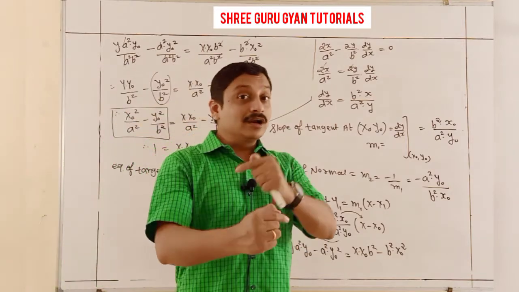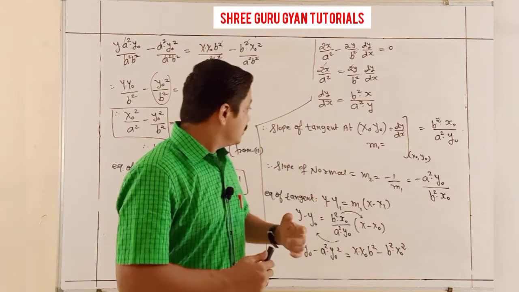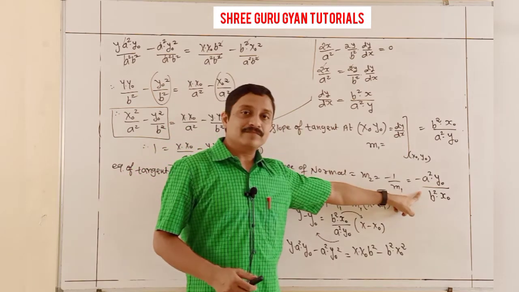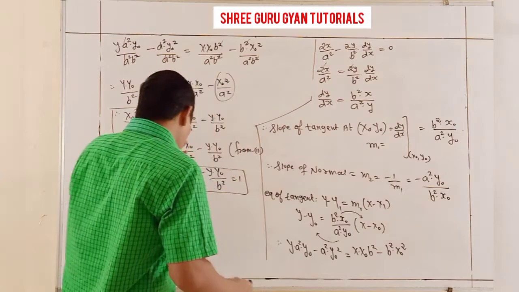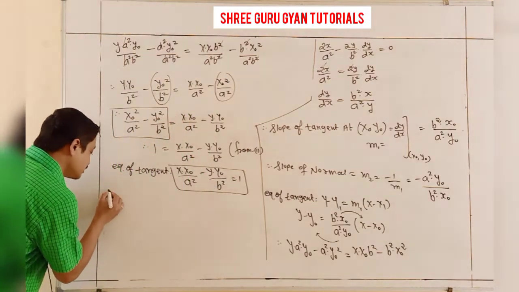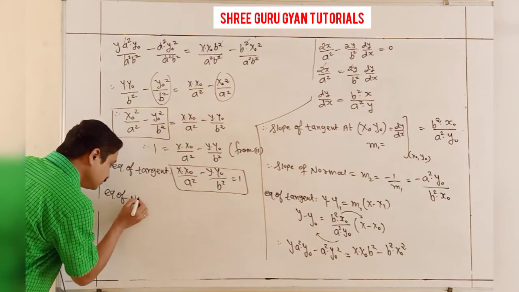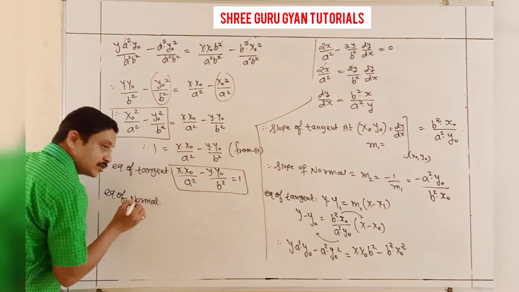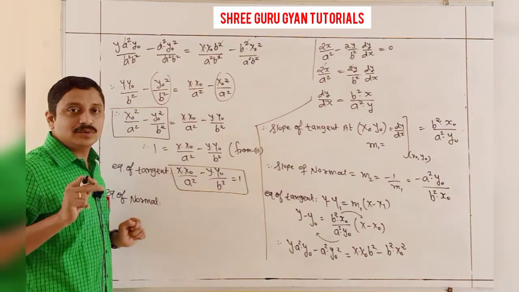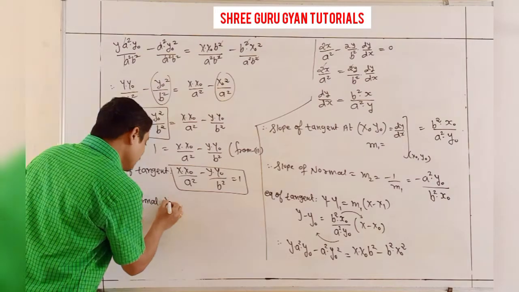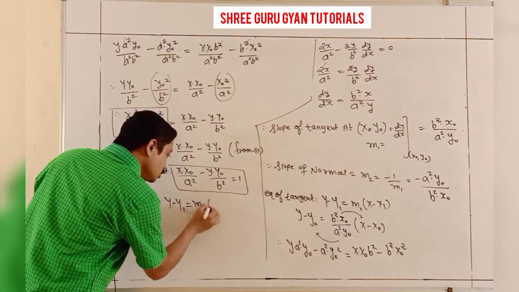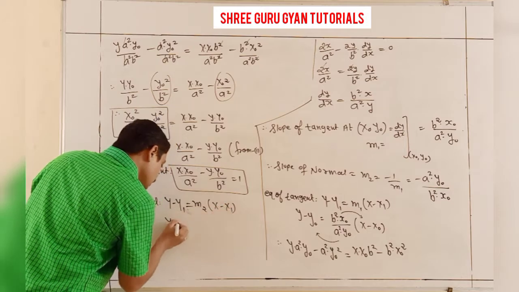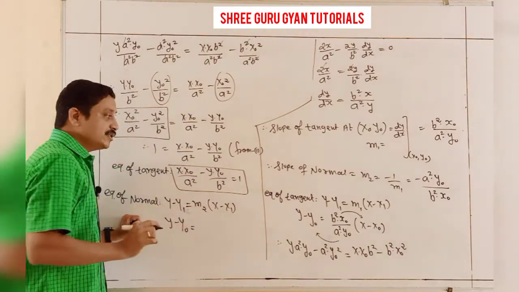Now for the other half, I start using the normal slope, passing through x0, y0. So now I start the equation of the normal. The slope m2 is known, passing through the known point x0, y0. So y minus y1, which is y0, is equal to m2, the slope, times x minus x1. What is the slope of the normal?